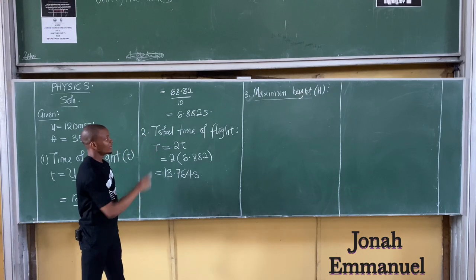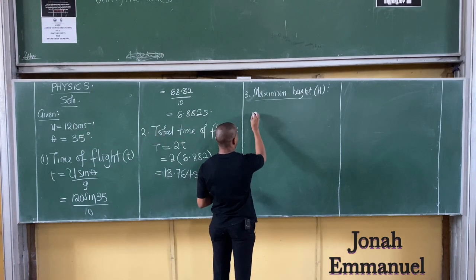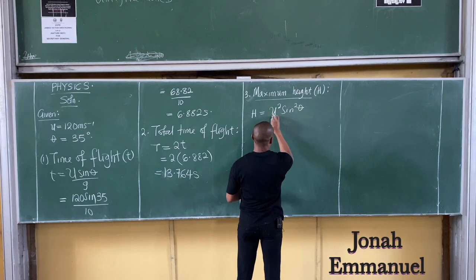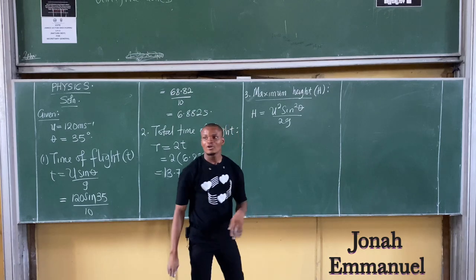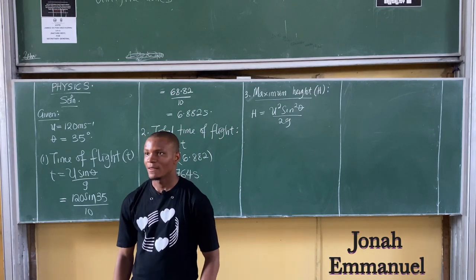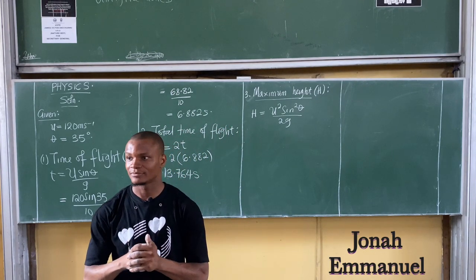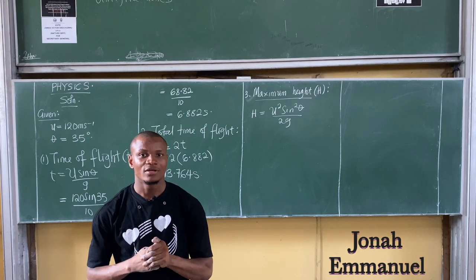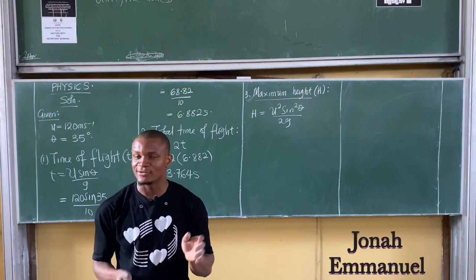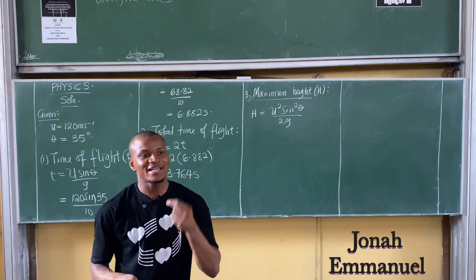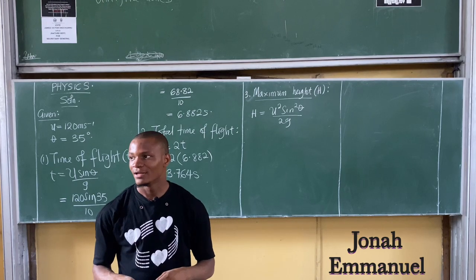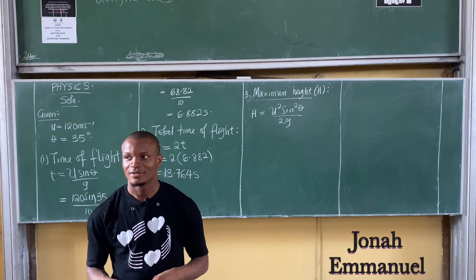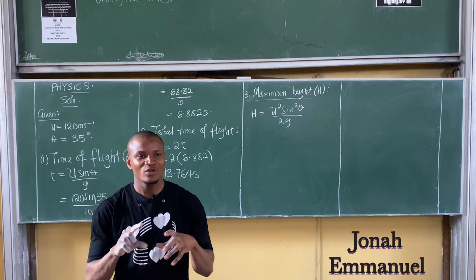Maximum height, your formula is h equal to u squared sine squared theta all over 2g. What does sine squared theta mean? If I say sine 2 theta, it means sine 2 times the theta. If I now say sine squared theta, what does it mean? That's not it. What does sine squared theta mean?